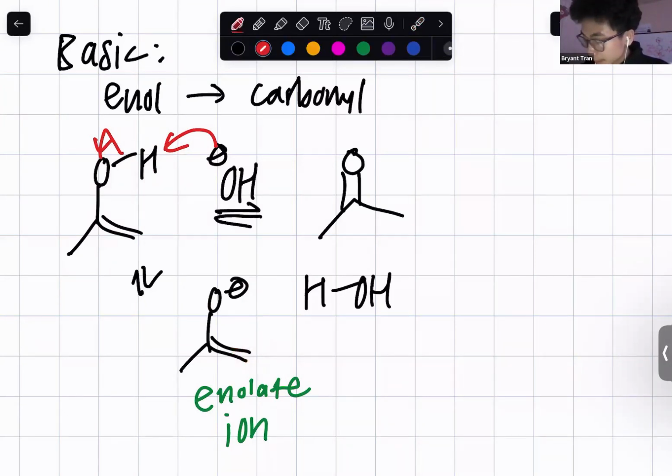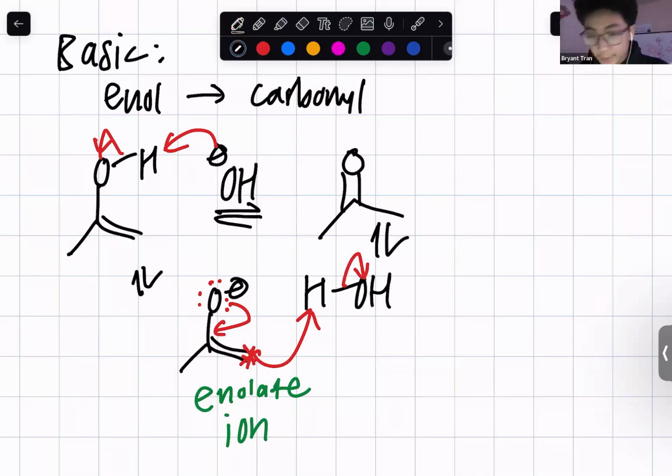Right, and we're going to do that by pushing one of the pairs of electrons on oxygen down to make a carbonyl bond, and have this alpha carbon grab a hydrogen from water, kicking out the conjugate base to give us this final carbonyl product right here. Right.